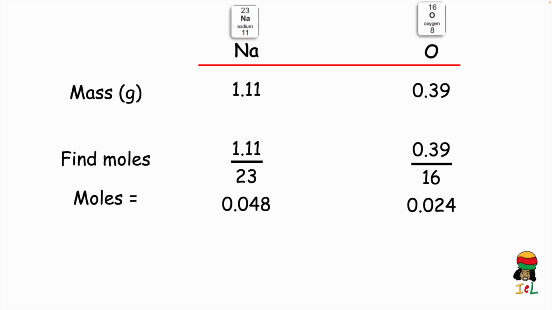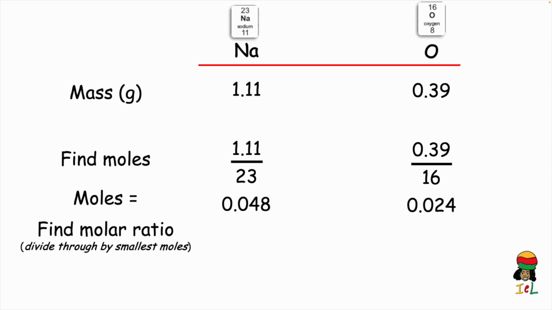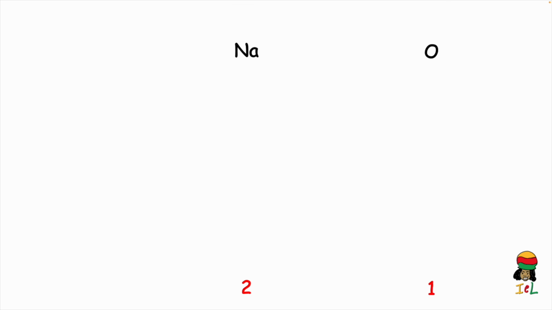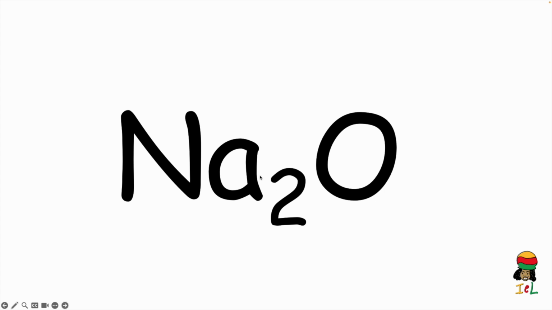The final step, step 4, is to find the molar ratio of the elements in the compound. Here we examine the values for the number of moles that we found to identify which one is less. After we have identified the one that is the least, in this case it's oxygen, 0.024 moles is less than 0.048 moles, we're going to divide each of these values by the lower number of moles. So sodium becomes 0.048 divided by 0.024 and oxygen 0.024 divided by 0.024. As a result, the ratio is saying for sodium there are 2 sodiums to 1 oxygen. Consequently, the empirical formula of a compound containing sodium and oxygen becomes Na2O because there are 2 sodiums to 1 oxygen.